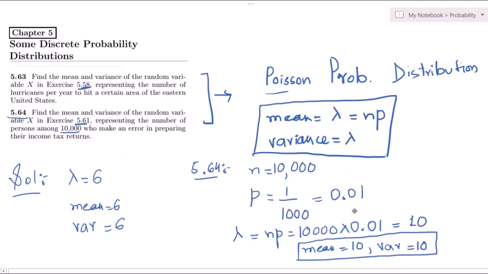So that's it for today, in which we have seen the mean and variance of the Poisson probability distribution.